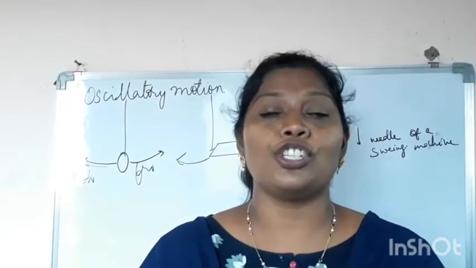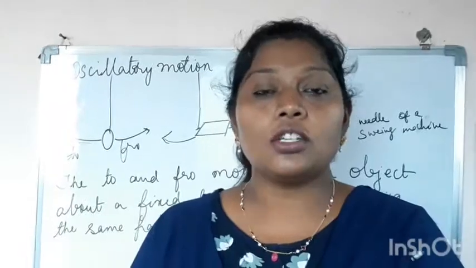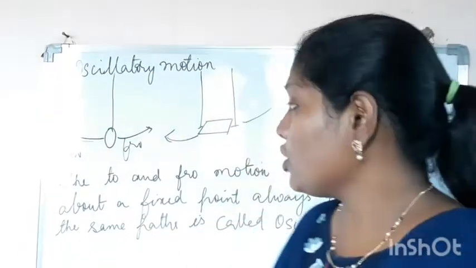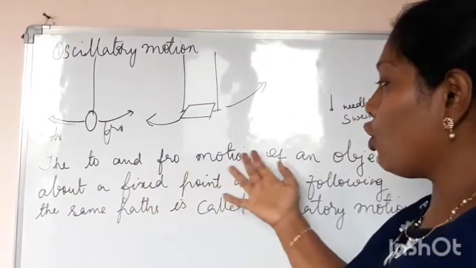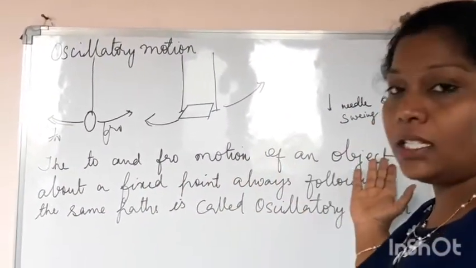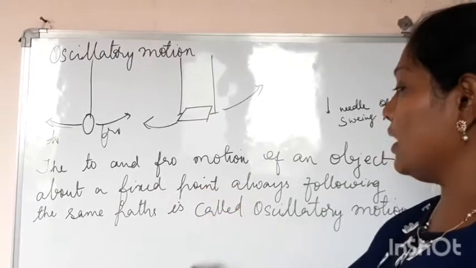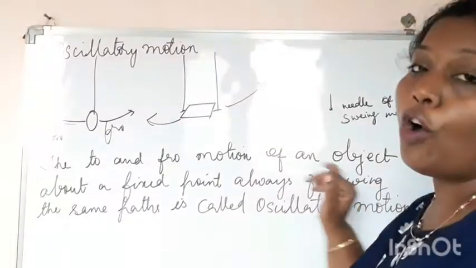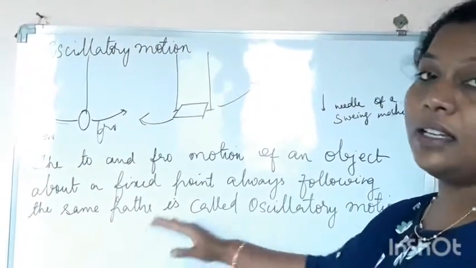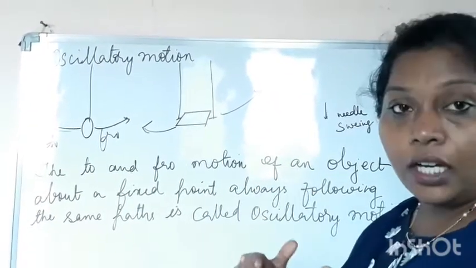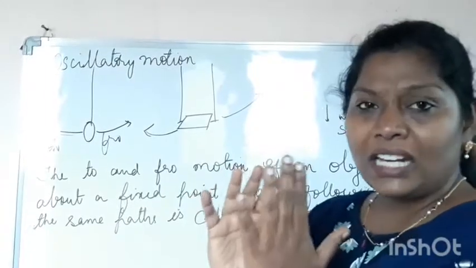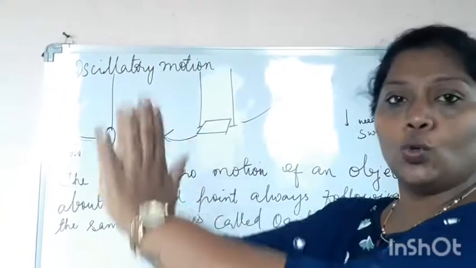Oscillatory motion. So children, let us learn the definition of the oscillatory motion now. The to and fro motion of an object about a fixed point, always following the same path, is called oscillatory motion. Here in this motion, the object has to move to and fro.